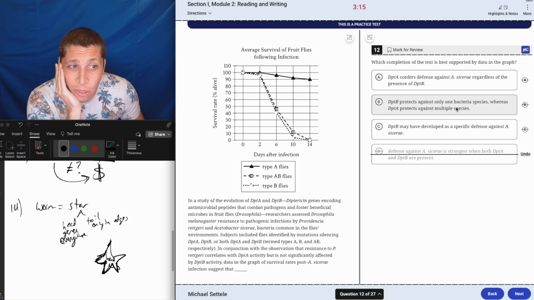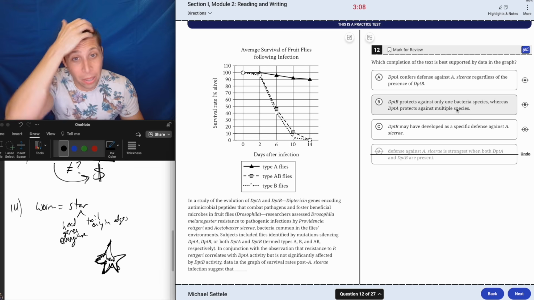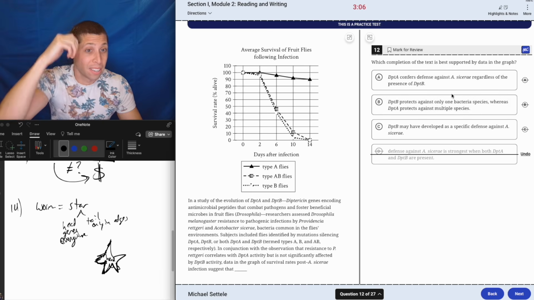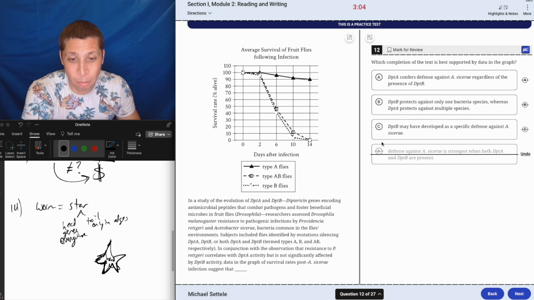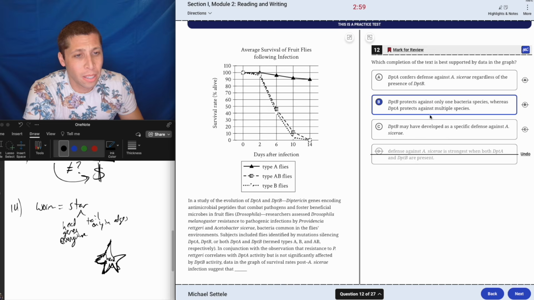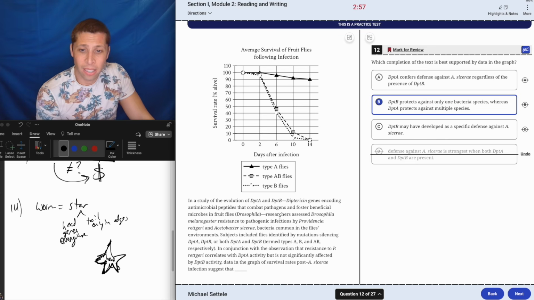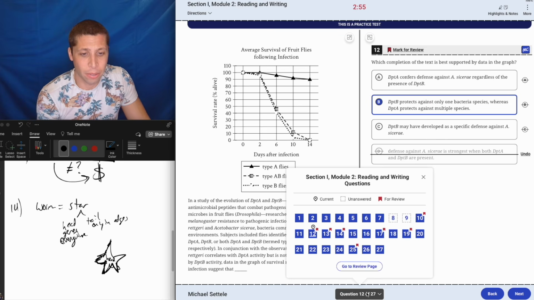Protects against only one bacteria species, regardless of the presence of DPTA? No, because if it's DPTB is there, that's both. So I guess, I don't know, I'm lost. Is multiple species? Because there's two, I know there's two species here. I have no idea what's going on. Let's go to 8.